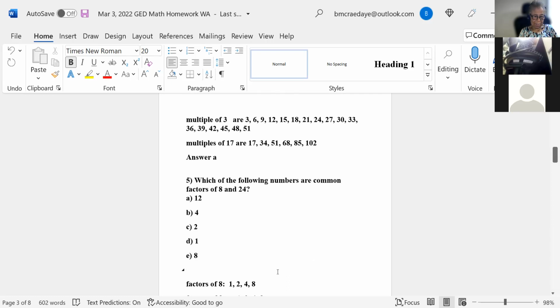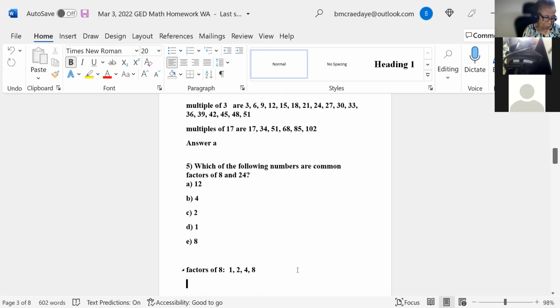Okay. Now let's do our 24 and see if there are any factors in common, because we're looking for common factors. So factors of 24. Okay. 1. That's right. We know we have 1, and then we know we have 24. So let's put in between. What else?